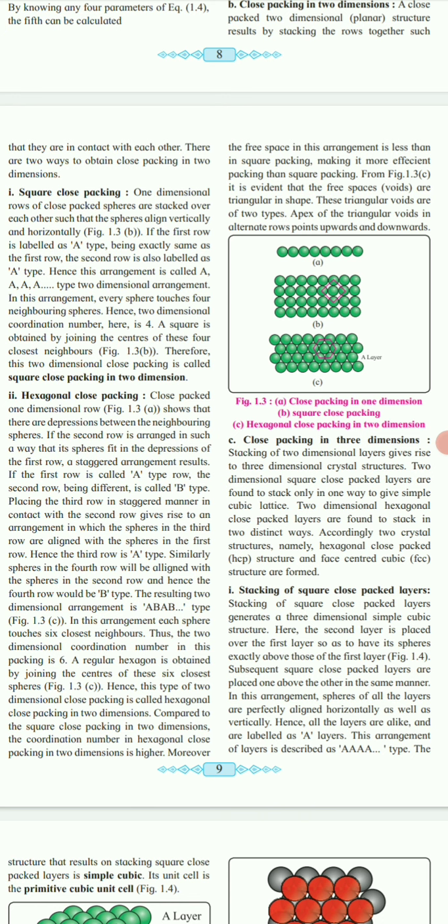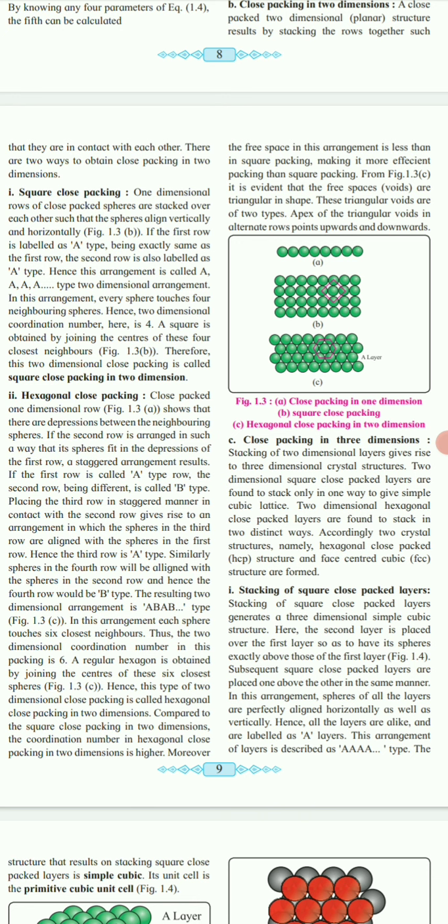Second, hexagonal close packing. The close packed 1 dimensional row in figure 1.3a shows that there are depressions between the neighboring spheres. If the second row is arranged in such a way that its spheres fit in the depressions of the first row, a staggered arrangement results.